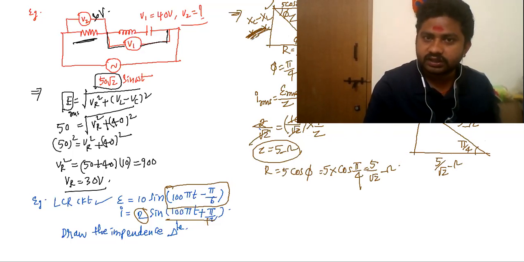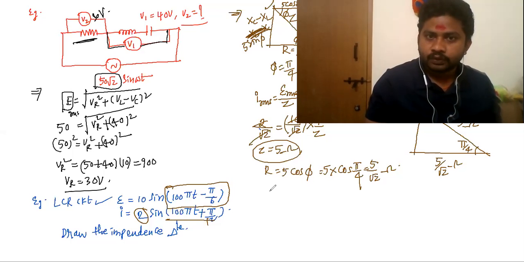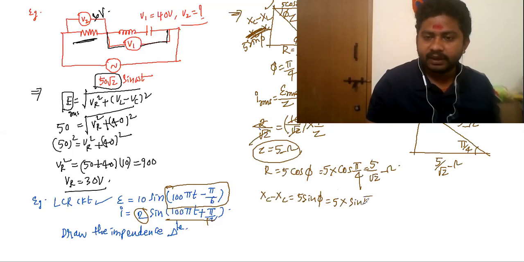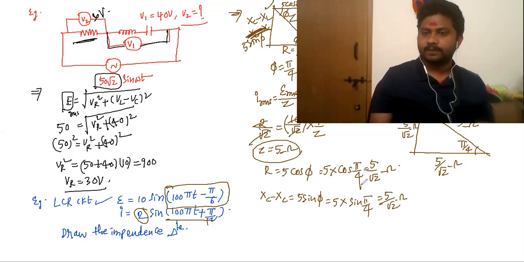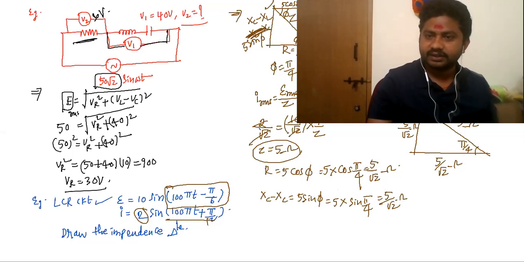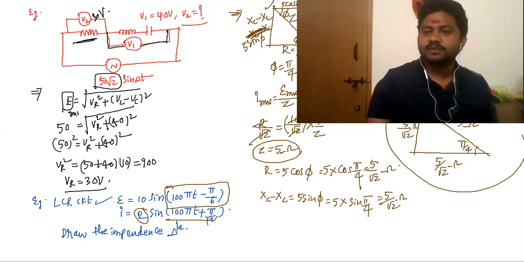This is 5 cos phi and this is 5 sine phi. So your XC minus XL is equal to 5 into sine phi, which is 5 into sine pi by 4. So this is also 5 by root 2 ohm. 5 by root 2 ohm, right? So this is my impedance triangle. That's it. This is my impedance triangle.